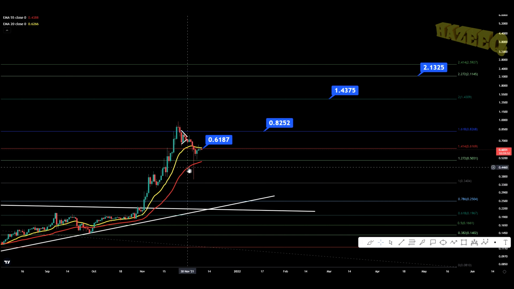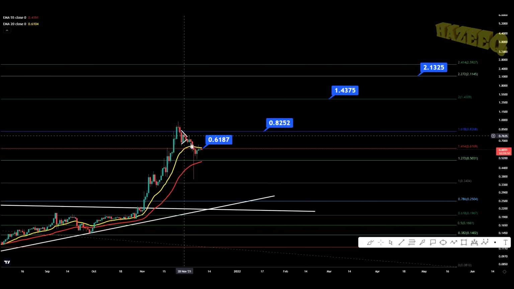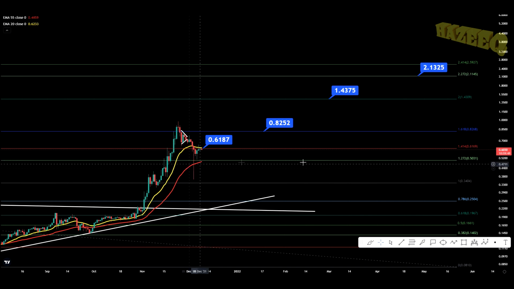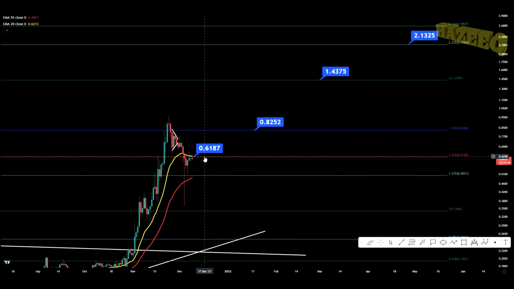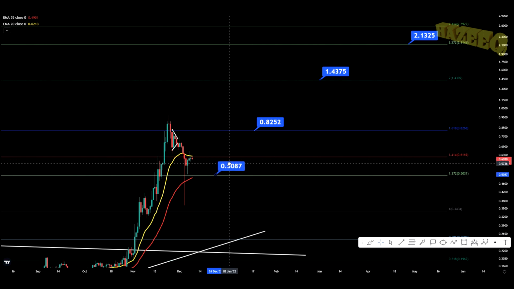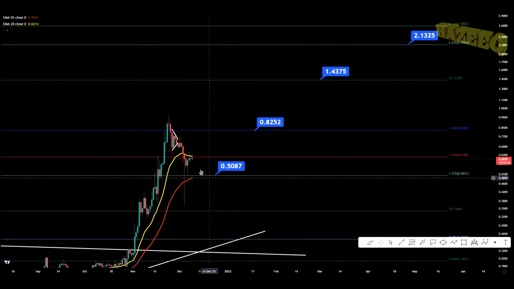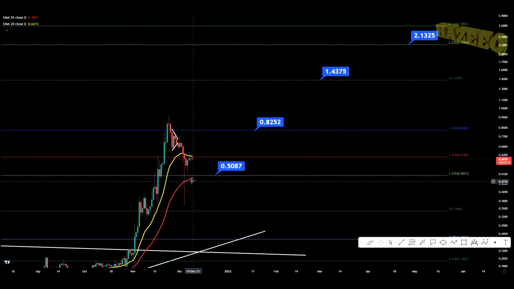Not financial advice, but you can see that once you start correcting back down, you usually wick off of the 55 EMA. Right now, we're hitting our head on the 1.414, so I would potentially expect another move to the 1.272, all the way to 50 cents over here. So that would be a nice buy order for you. And that's where the 55 EMA is actually, so you may have another bounce.